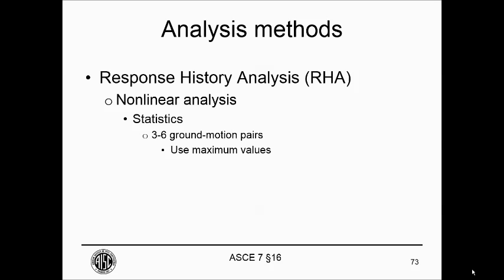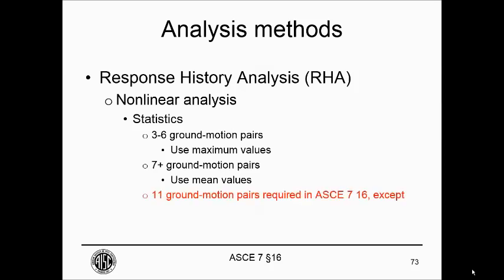You also have to consider multiple ground motions, because buildings do tend to behave a little differently in each ground motion. If you use 3 to 6 ground motion pairs, being 2 horizontal directions, not talking about the vertical direction at the moment, you can use the maximum response from all of those. If you use 7 or more ground motions, the code allows you to use the average or mean value.